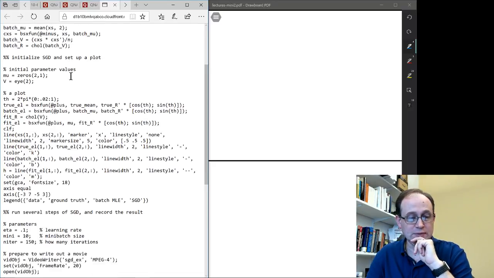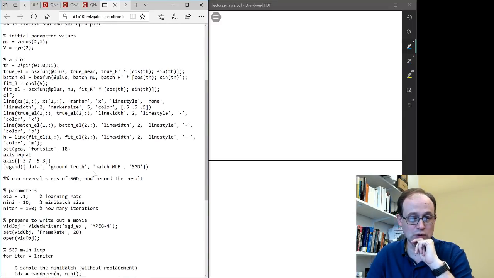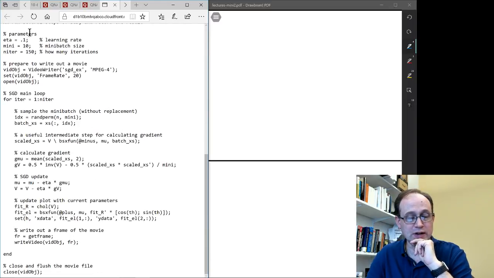All right, so here we initialize to mean zero and identity covariance matrix. We set up the plot that you guys were watching in the movie, and then we run stochastic gradient. So in stochastic gradient, we have to choose a learning rate, which I chose to be 0.1, a mini batch size, which I chose to be 10, and a number of iterations to run for, which I chose to be 150.